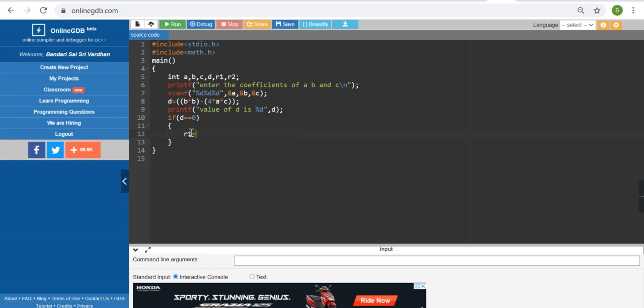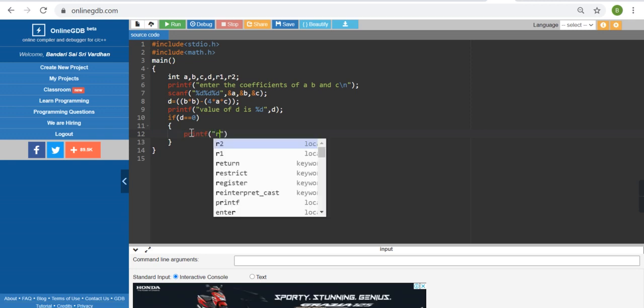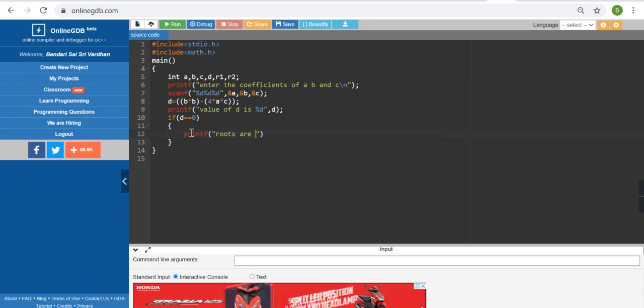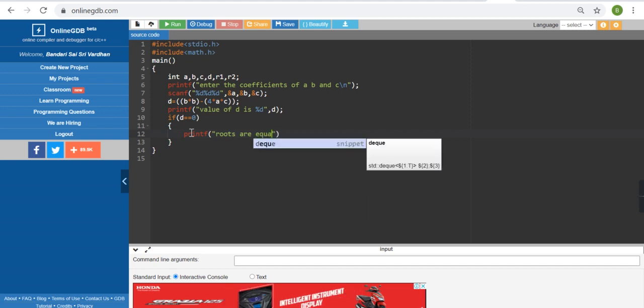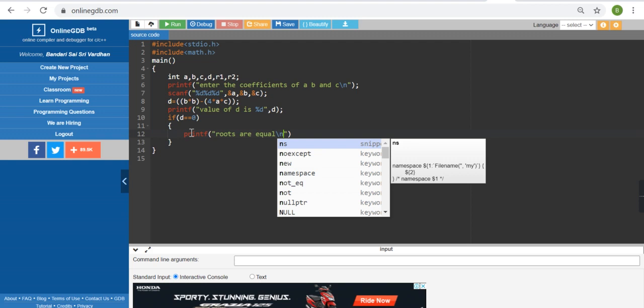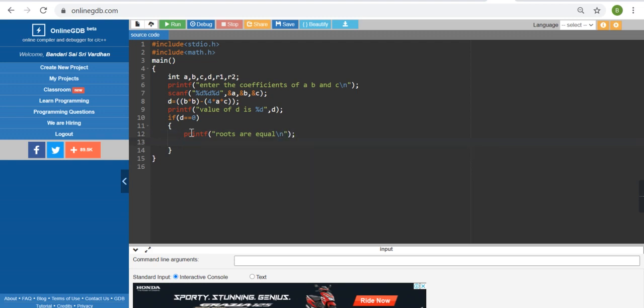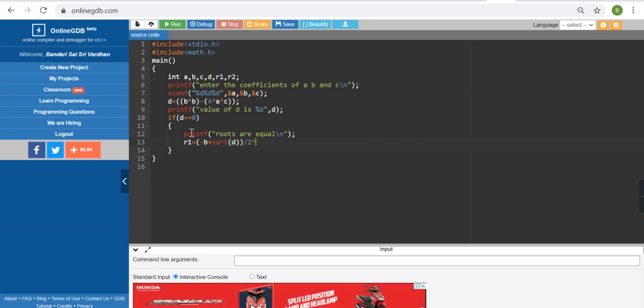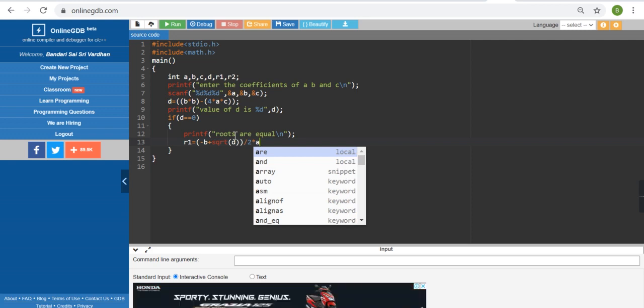first of all, I am finding the roots, so directly we need to write printf roots are equal \n. Now the roots are equal. So what you need to do here: r1 is equal to, what is the formula to find the roots? Minus b plus or minus square root of d by 2a. Observe the braces which I am opening and closing.